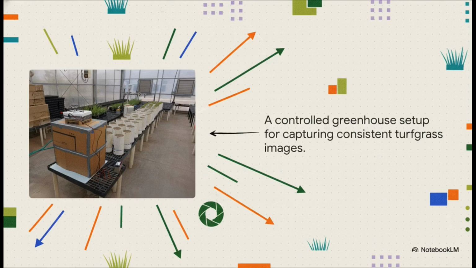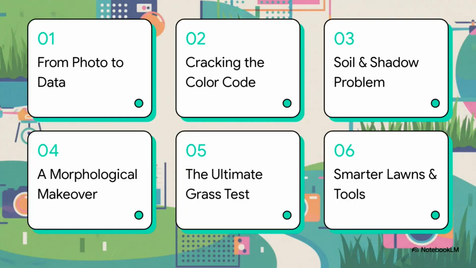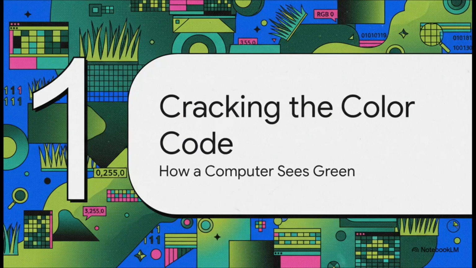That's key. So here's our game plan for today. We're going to start by cracking the color code, teaching a computer how to see green. Then we'll hit our first big snag, the soil and shadow problem. After that, we'll give our data a morphological makeover, put our new method to the ultimate test, and finally, talk about why this all matters for creating smarter tools. All right, first things first.